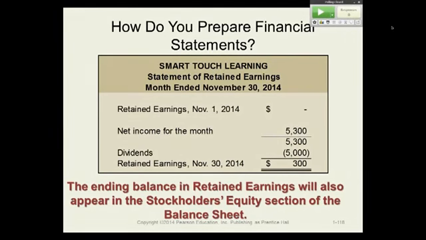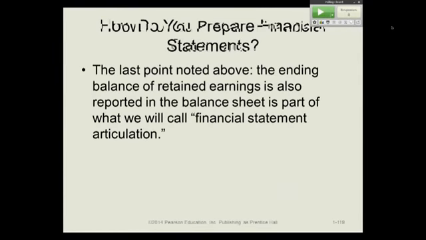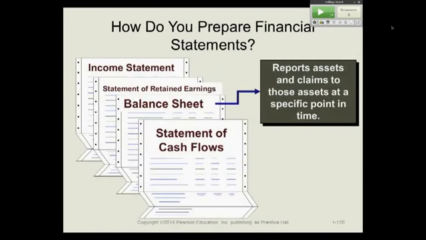Okay. Now, our next statement is the balance sheet. And again, the statements articulate as we said. The next statement is the balance sheet. And as we said earlier, the reason we do these in order is that for the balance sheet to balance, you need retained earnings. So you have to have the statement of retained earnings prepared first.